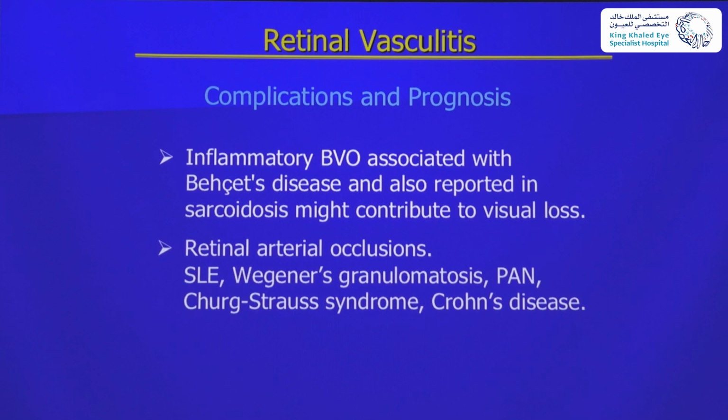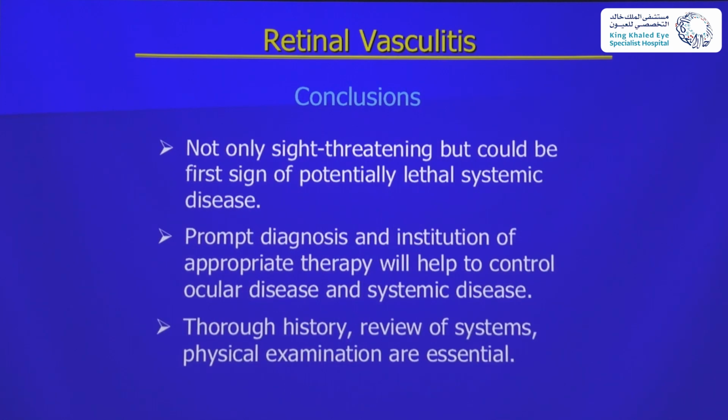Inflammatory branch vein occlusion is associated with Behçet disease. So, seeing inflammatory branch vein occlusion, you have to think always about Behçet disease. Retinal arterial occlusion, think about systemic lupus erythematosus and Wegener's granulomatosis, other systemic vasculitis. So in conclusion, retinal vasculitis is not only a vision-threatening disease, but could be the first sign of a lethal systemic disease.